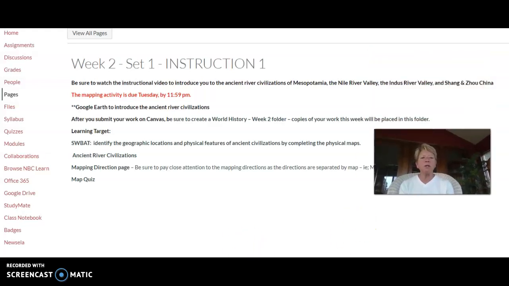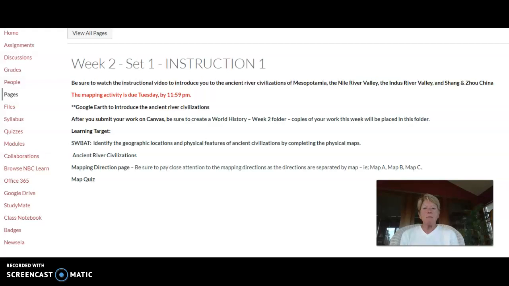What you're going to see in this week 2 set 1 instruction are a couple of things. You will watch the instructional video here. We're going to talk about the river civilizations of Mesopotamia, the Nile River Valley, the Indus River Valley, and Shang and Zhou, China. After you submit your work on Canvas, just a reminder to create your World History Week 2 folder and put copies of your work in there.